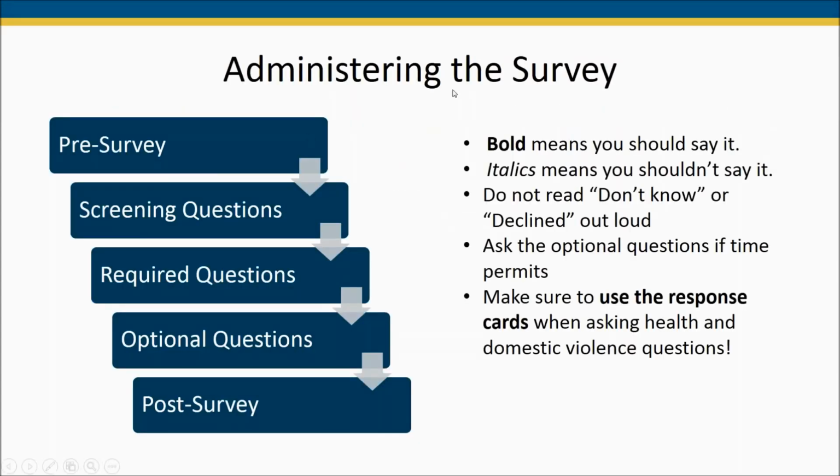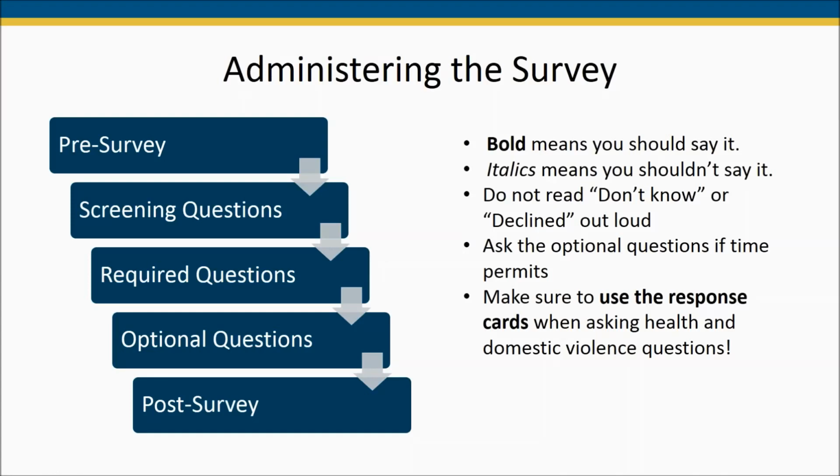Now, let's take a quick look at administering the survey instrument. So the survey is in 5 parts: pre-survey, screening questions, required questions, optional questions, and post-survey questions. Before we dive deeper into the 5 sections, I would like to remind you of a couple of things. Anything written in bold means that you should say it out loud. Italics means you shouldn't say it out loud. Do not read don't know or declined out loud in any case. Ask the optional questions if time permits. And make sure to use the response card when asking health or domestic violence related questions.